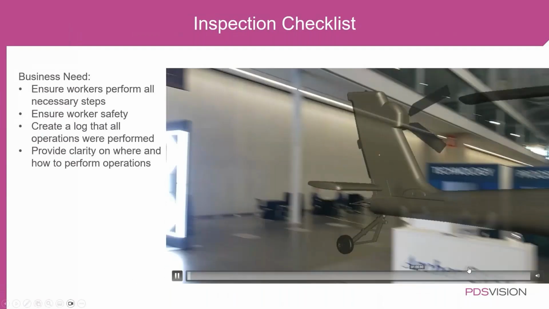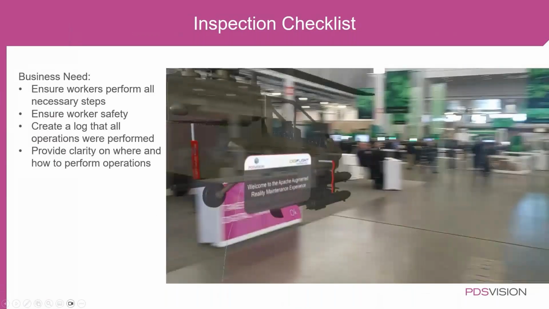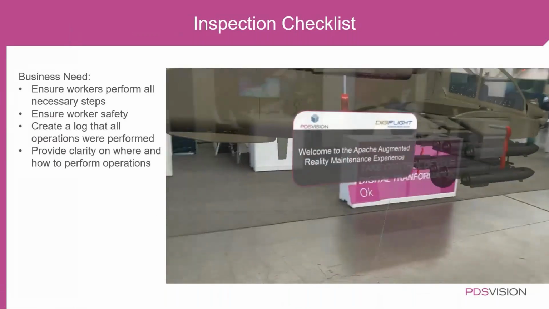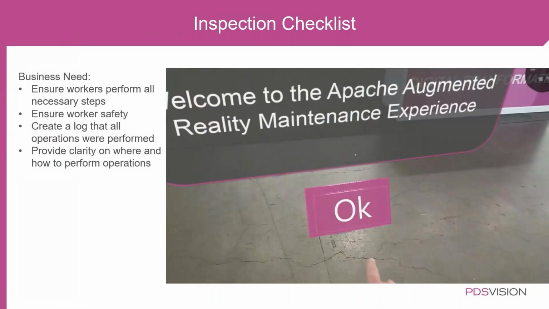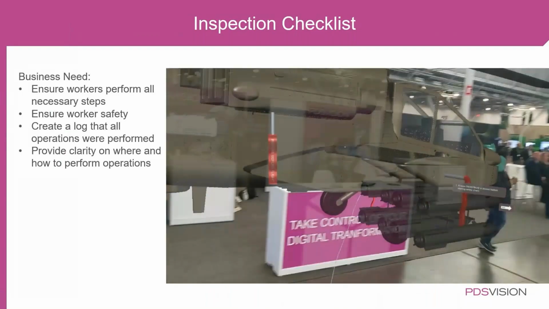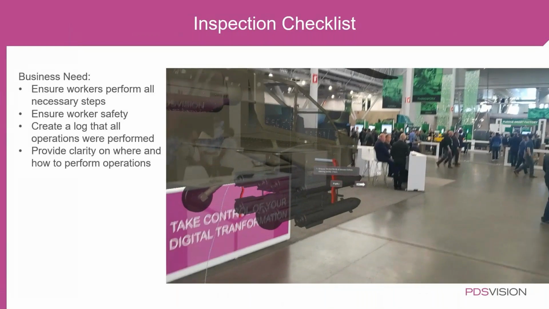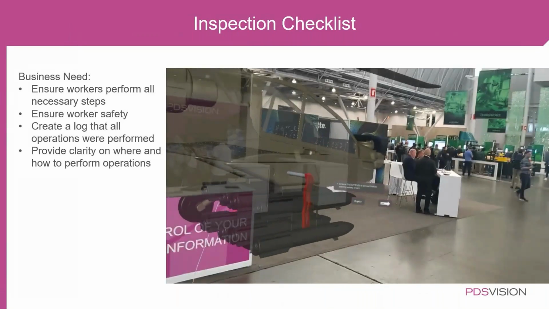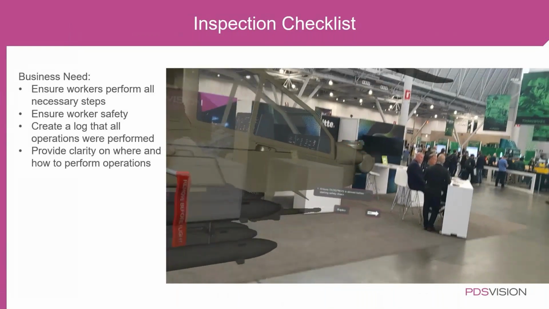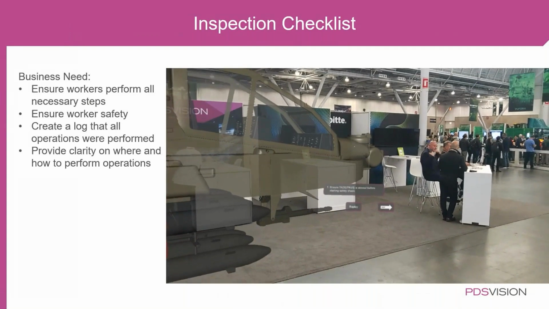And this is an inspection checklist use case. For a maintenance procedure, you have to make sure certain tasks are done before you can safely perform maintenance on this helicopter in this case. And so this is guiding the user through each step, making sure things are disarmed, things are locked, etc. Lockout, tag out type procedure.